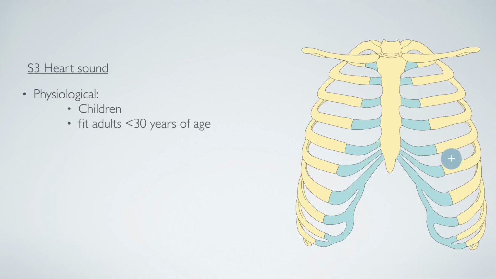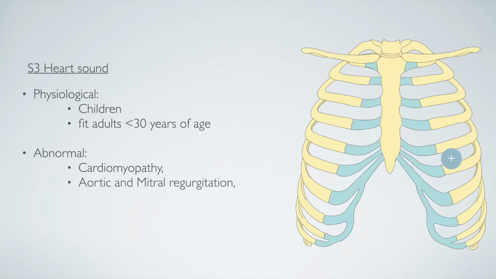But the S3 heart sound can also be an abnormal finding and typically can be found in pathology such as cardiomyopathies, aortic and mitral regurgitation, and constrictive pericarditis. Let's now take a look at the fourth heart sound, otherwise known as S4. The S4 heart sound occurs just before S1 in late diastole. The word Tennessee is often used to help describe the rhythm produced by the added fourth heart sound. Let's add in the heart sound so you can better understand it.